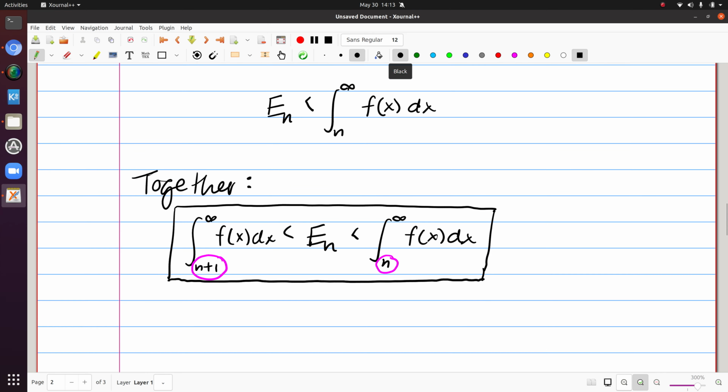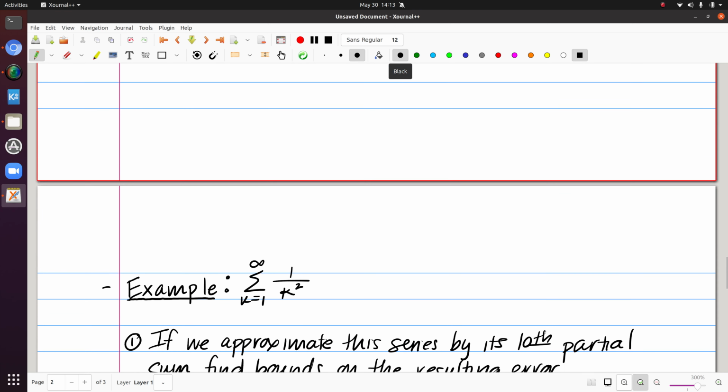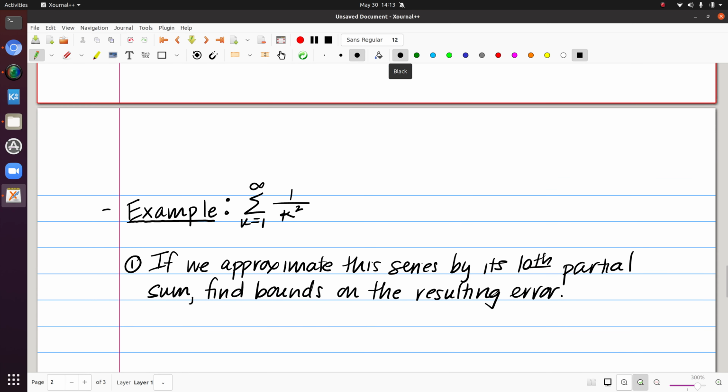Okay, so how do we use this? Let's look at an example. So here I've got the sum of 1 over k squared. If I had to say that converges, I would just reference that it's a p-series. However, keep in mind, I could go through the steps of using the integral test because f of x equals 1 over x squared is positive, continuous, and decreasing. And so that means this is eligible to use the integral test error bounds.